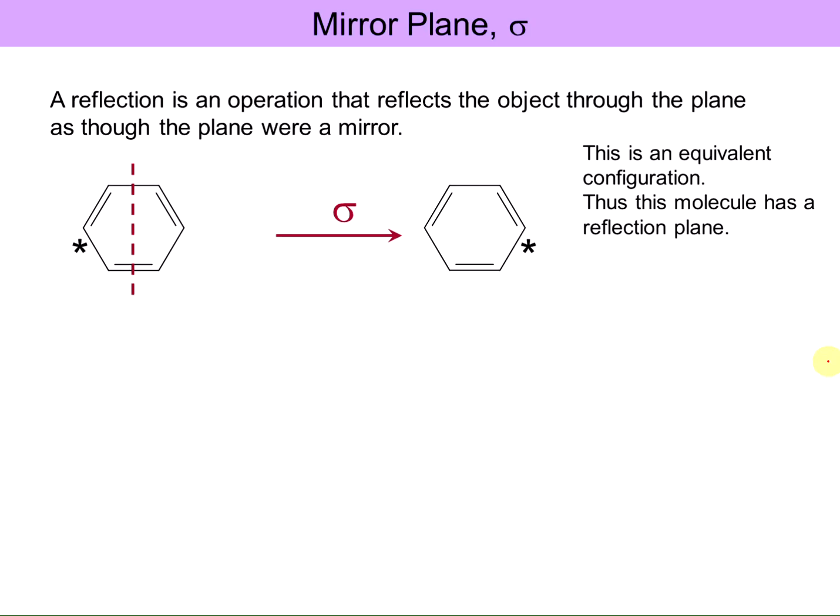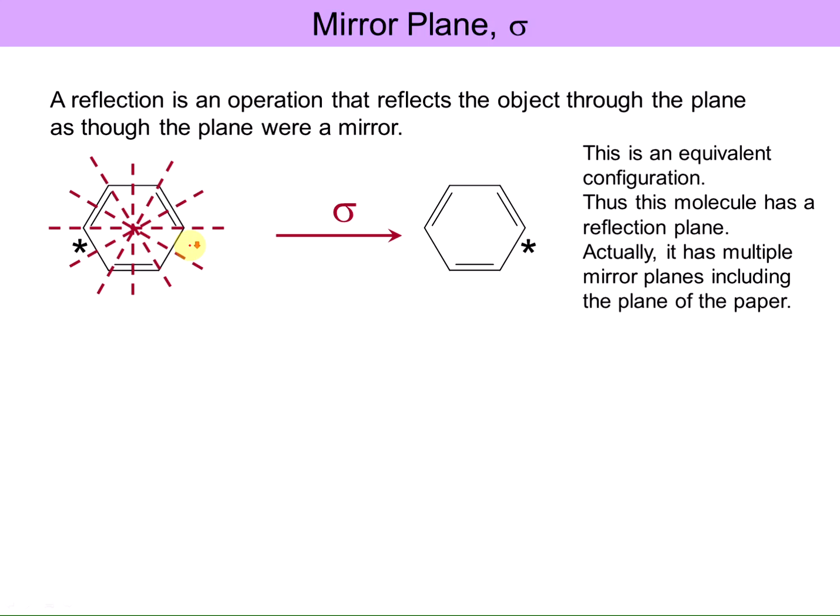The next symmetry element that we want to look at is the mirror plane, which is represented by a sigma. It is a reflection, an operation that reflects the object through the plane as though the plane were a mirror. We typically use solid lines to show rotation axes, and dotted lines to show mirror planes. If I reflect along this line, with the asterisk here to indicate this part of the molecule, it goes the same distance to the line as it comes out the other side. So this asterisk moves directly across the mirror plane. This is an equivalent configuration, thus the molecule has a reflection plane.